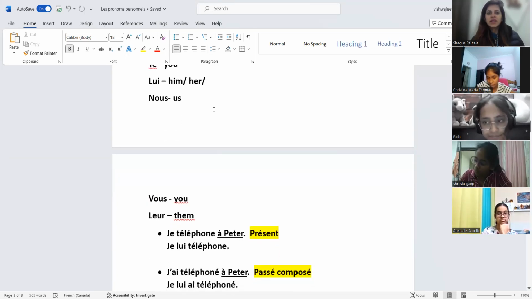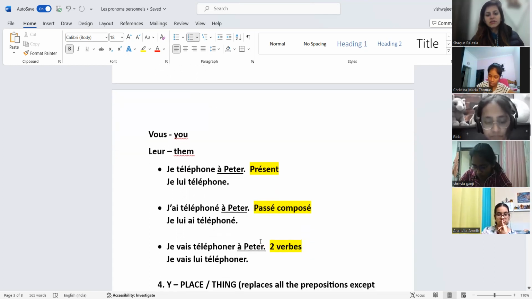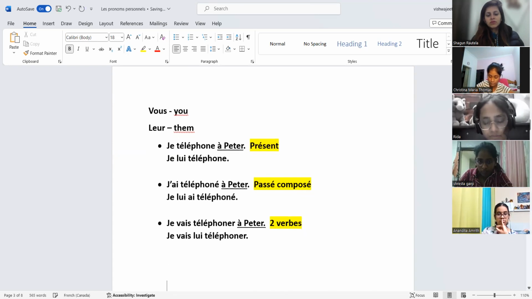Placement is same like COD. So present tense, you can see. Okay, just go through these three sentences. Anandita, what is happening in these three sentences?